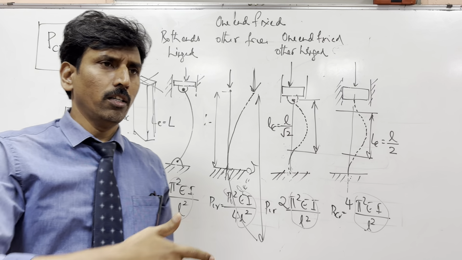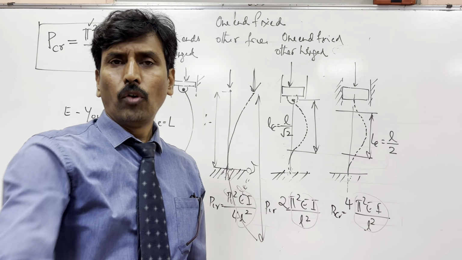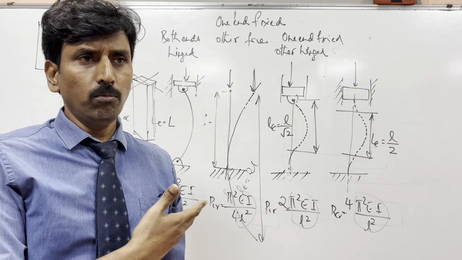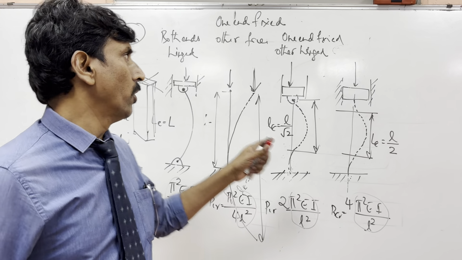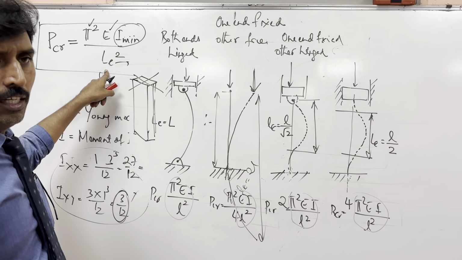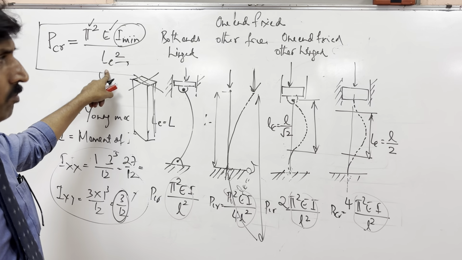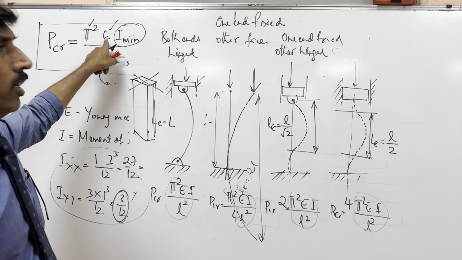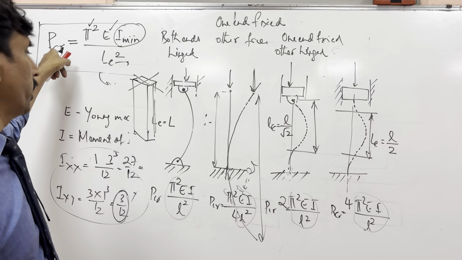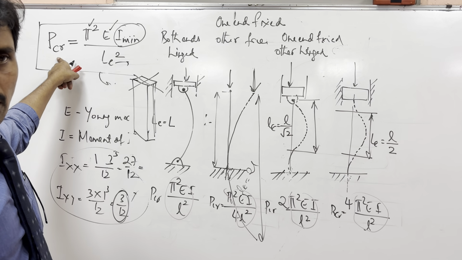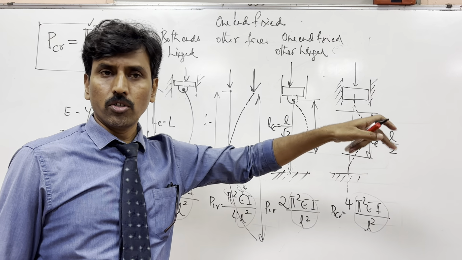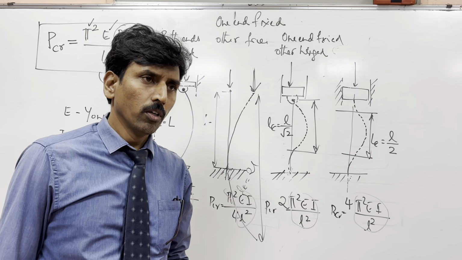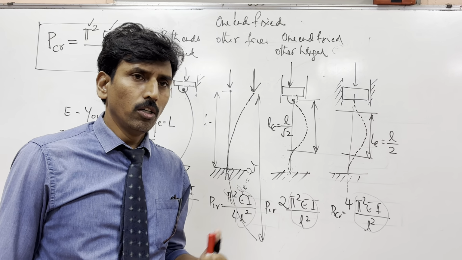In the numerical, they will ask you to find the Euler's load for a column with the following dimensions. They will give you the cross section B and D and the length of the column. They will give you the Young's modulus value. You just need to find PCR. They will give you which of the 4 end conditions applies, and then you can solve the problem. This is how you use Euler's equation.